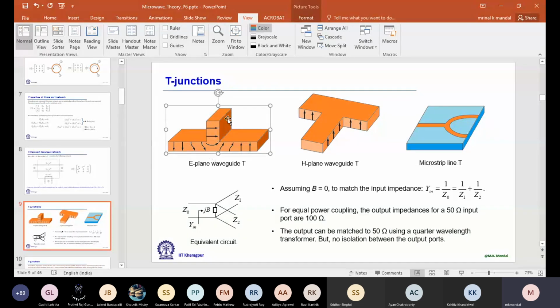So that means this is a special T-junction where the outputs are out of phase. We have a phase difference of 180 degrees. So if I take angle of S21 from port 2 to port 1 and angle of S31, they differ by 180. Now this one is called E-plane waveguide T.